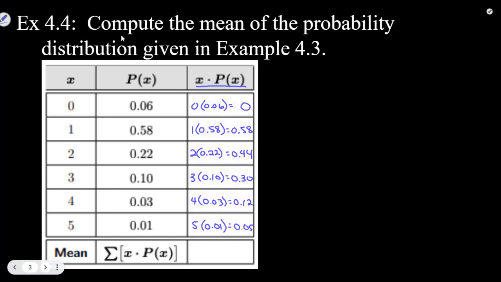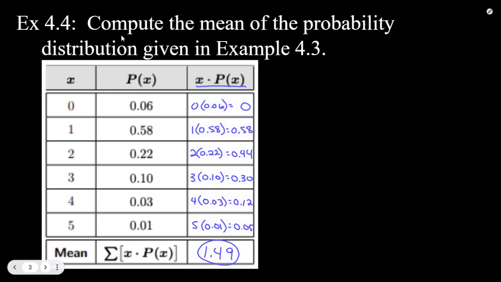And 5 times 0.01 is 0.05. Then we're just going to add all of those values together. So I'm going to grab my calculator. We've got 0 plus 0.58 plus 0.44 plus 0.30 plus 0.12 plus 0.05. When we add all of those up, we get 1.49. So that is the mean of this particular probability distribution.